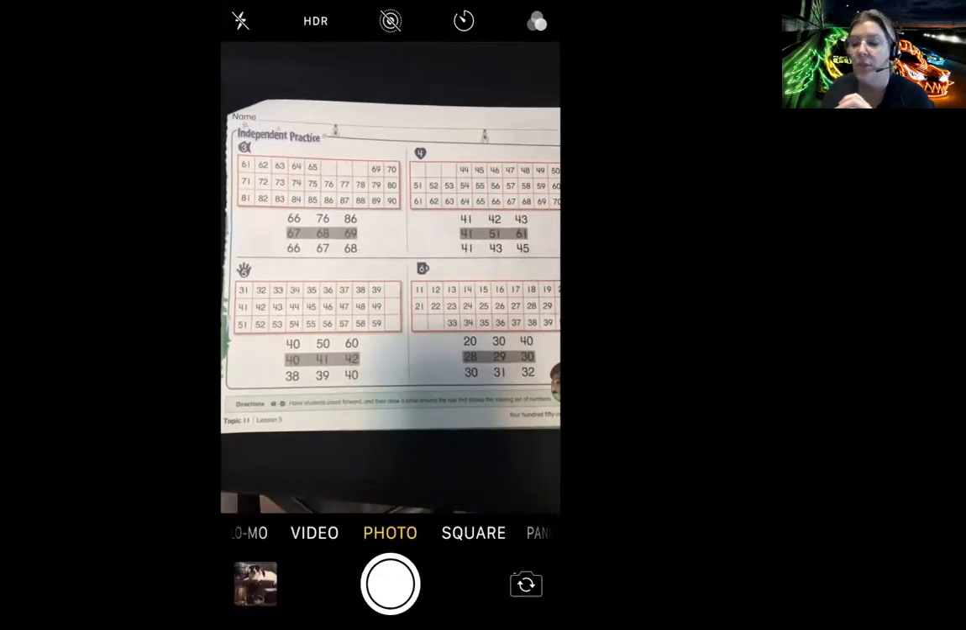Let's look at number 3. You're going to count forward, and then you're going to draw a circle around the row that shows the missing set of numbers. Oh boy, you guys. So look, they gave us some sets of numbers here. They gave us 66, 76, 86. They gave us 67, 68, 69, or they gave us 66, 67, 68. So we've got to circle whatever is missing here. So let's count forward and find out what numbers are missing. Are you ready? Here we go.